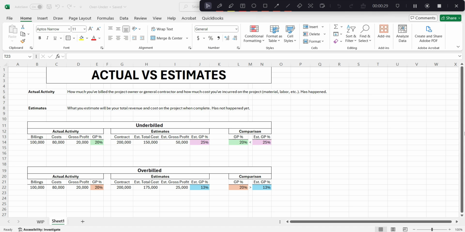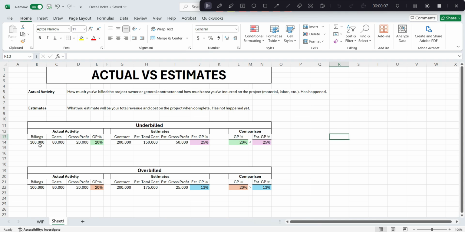Now, the estimates are obviously what hasn't happened yet. This is what you estimate will be the total revenue and total cost on the project. We are looking into the future and saying this is where we're going to land on the project. We're going to make X amount of dollars. So let's compare these two data sets using two different scenarios.